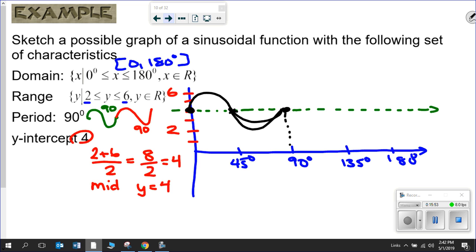So same thing, I need to do another one. I can start at 90, go to 180. My halfway point is 135. I need to hump up to hit 6. I need to hump down to hit 2. And there's a sketch of a sinusoidal graph with those characteristics. Again, it's a sketch, so it's not going to be perfect. It's one option that there could be.